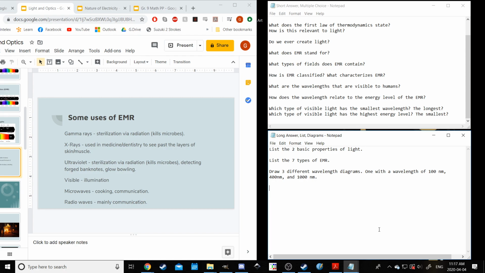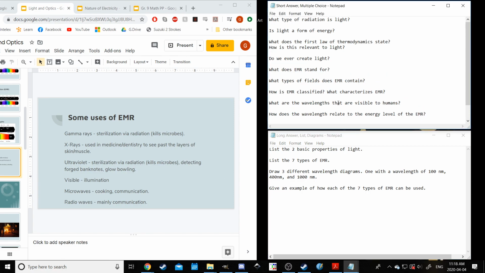So I would say, give an example of how each of the 7 types of EMR can be used. So you would just need one example for each of these, right? And you could do more if you wanted. But since a couple of them only have one, I would say you probably only need to give one.